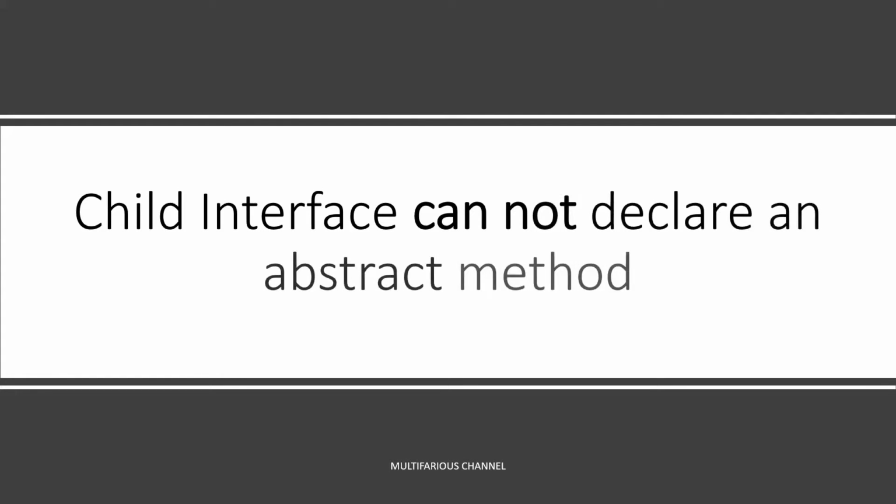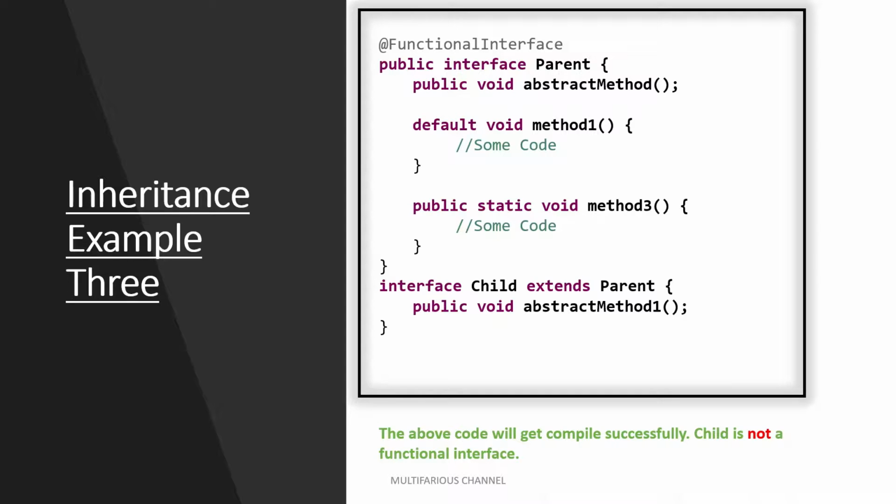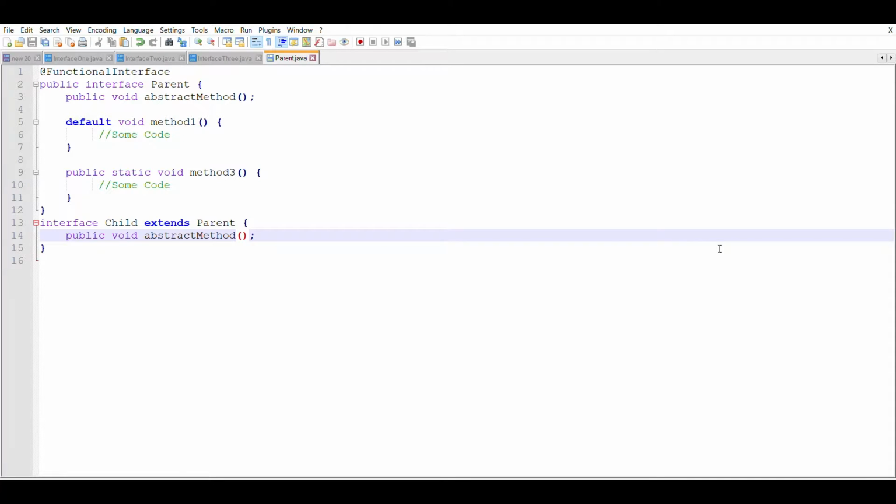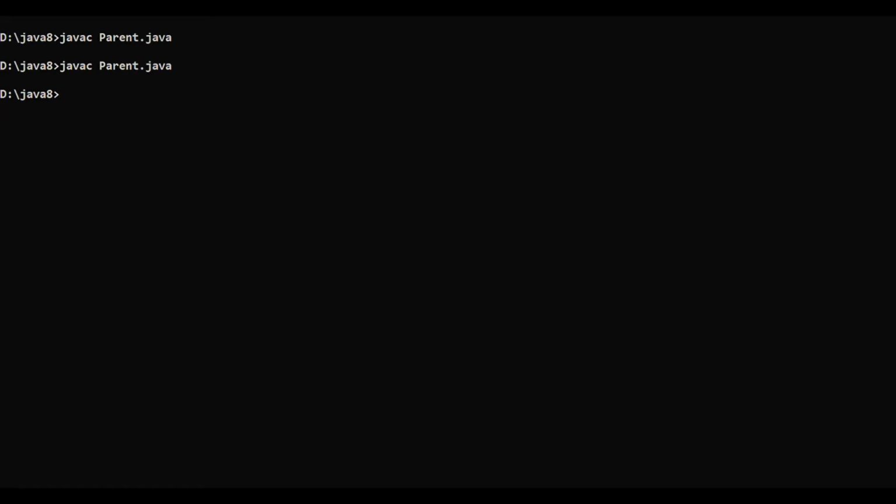Consider another example. If the child interface declares another abstract method which is not the same as that of the parent method, then the child is not a functional interface. So let's see this with an example. Here we have a parent interface which is a functional interface. Also there is a child interface which is extending this functional interface. Here you can see that the child interface has a different abstract method from that of the parent. So in this case, the code will get compiled successfully, but your child interface here cannot be considered as a functional interface. So let me update the name of the method that is present in the child interface. And now let me save and compile this code. javac Parent.java. You can see the code is compiled.